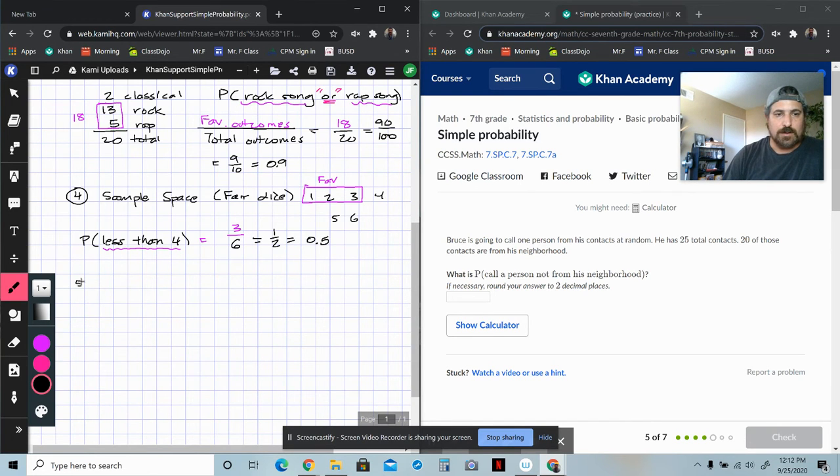So in this case, you've got Bruce has got 25 contacts, right? So the sample space here is his contacts list. Okay, so I can write this a little bit nicer. It's a bit sloppy right now. Let me try again. Sample space. There we go. And we have the sample space in this case being his contact list.